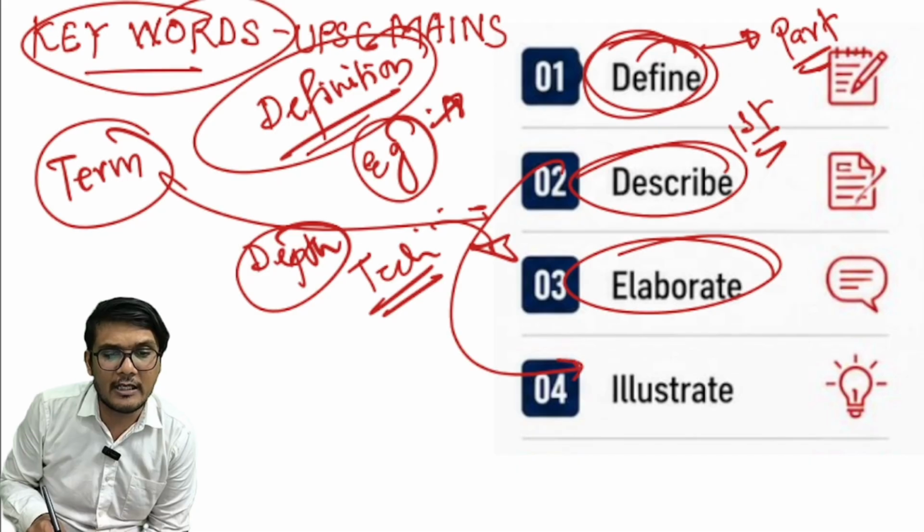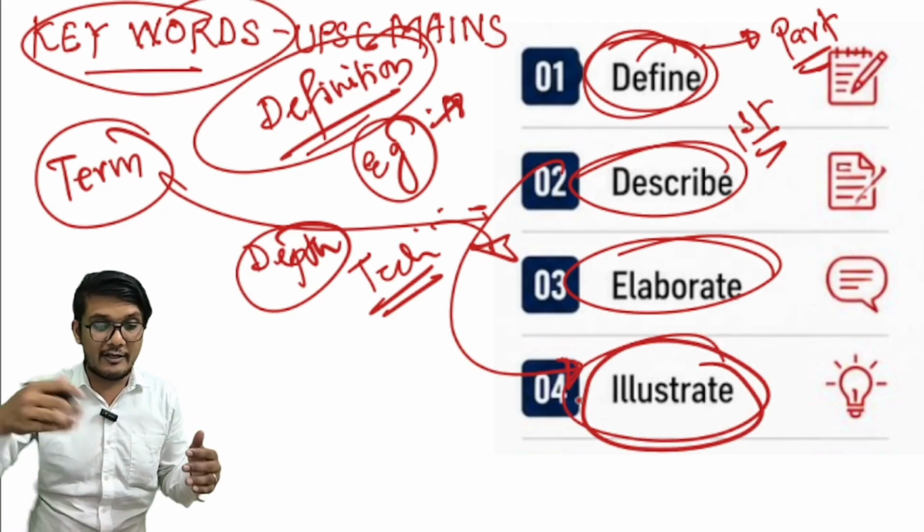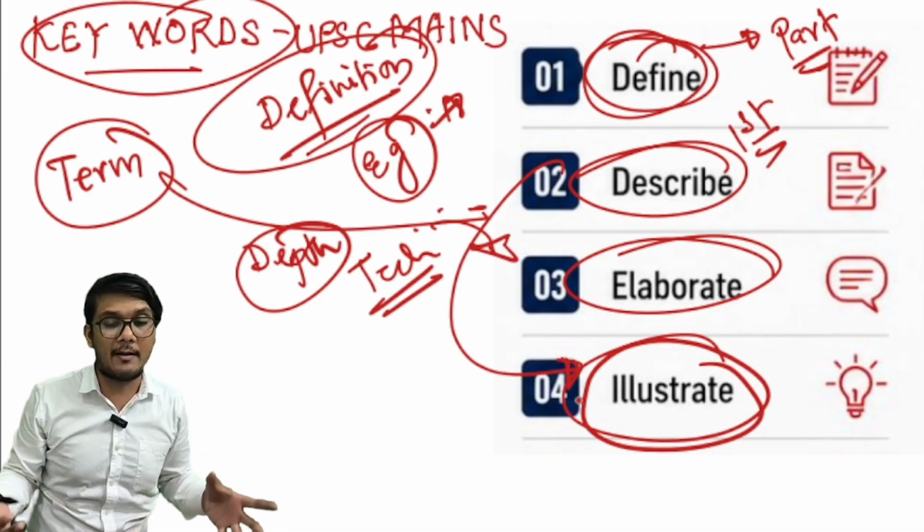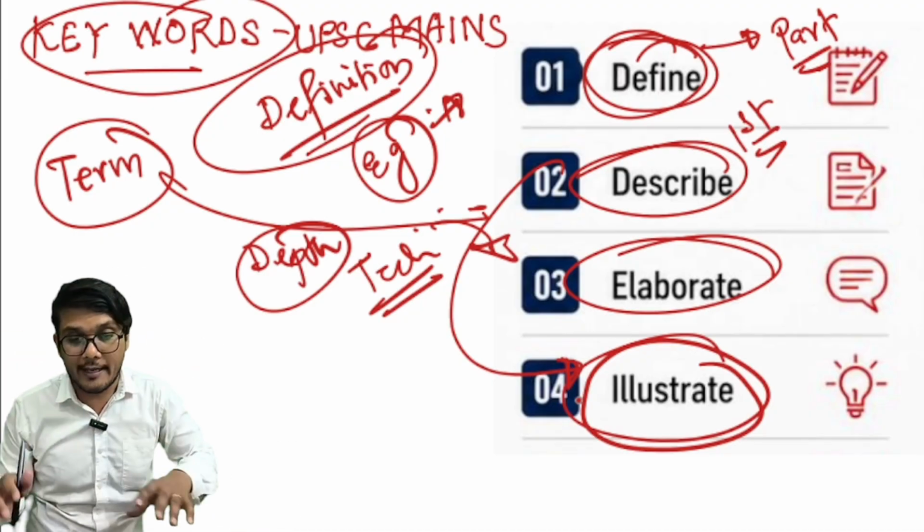Now a keyword similar to describe is illustrate, wherein when you talk about illustration, you talk about illustrating a particular thing with the help of symbols, design, drawing, diagrams.